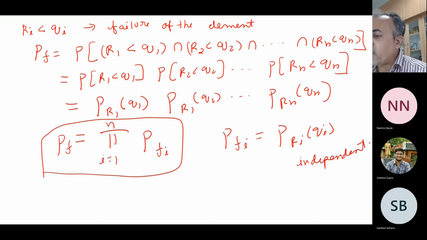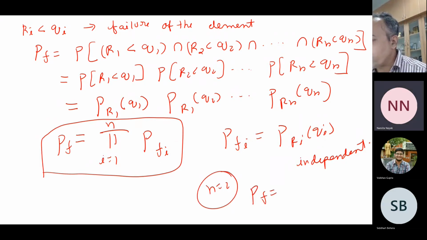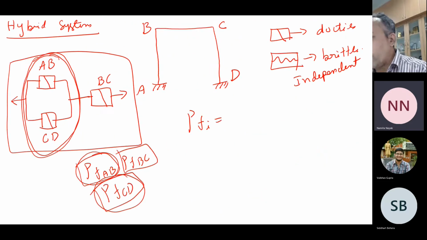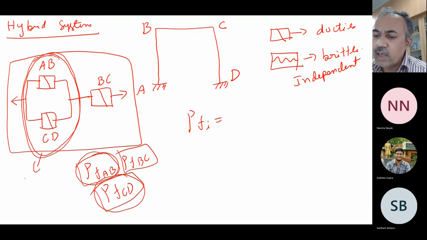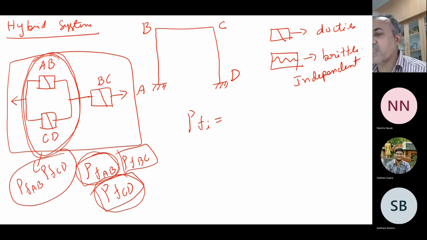See, AB and CD are in parallel, so N is equal to 2 columns. Now what's the total probability of failure? We'll multiply the individual probabilities. So this combination is PF multiplied by PF, assuming that they are all independent. So these are for this combination.